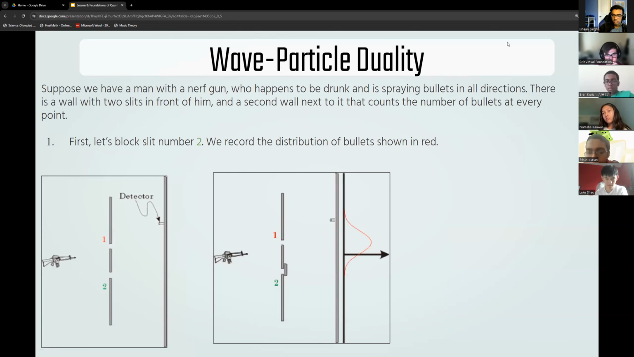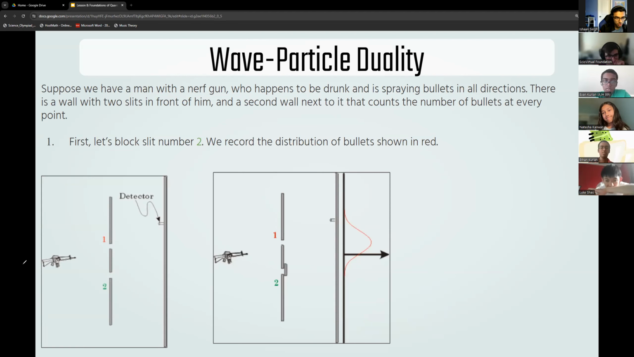So let's first block slit number 2 and send the bullets through it. What we end up seeing is this red distribution of particles. It should kind of make intuitive sense why. When the bullets are right through the center, you're going to have the most. A little away from it, you're going to have this much because you're going to be sending bullets like that. So do we understand why this pattern is what we see? Give me a yes in the chat if you understand what that is.